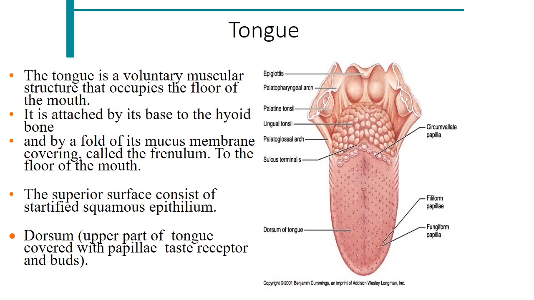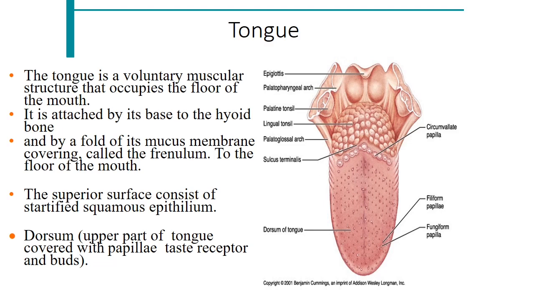Now we will see about the tongue. The tongue is a voluntary muscular structure that occupies the floor of the mouth. Okay, the tongue has voluntary muscles, that's why we can speak, and whenever we want to stop, we can stop our speech. It is attached by its base to the hyoid bone, and by a fold of its mucous membrane covering called the frenulum. Okay, it has a fold on the inferior side, that is the frenulum, and it is attached to the floor of the mouth.